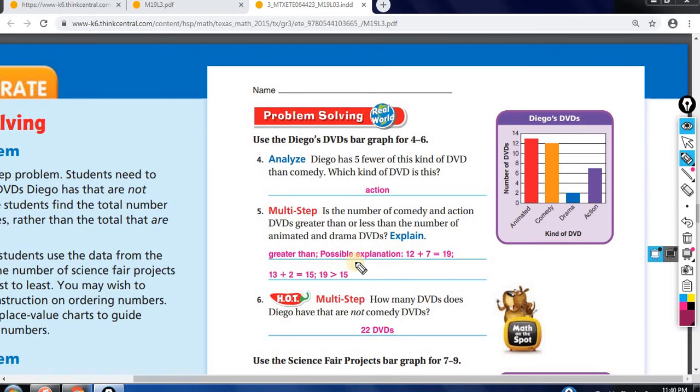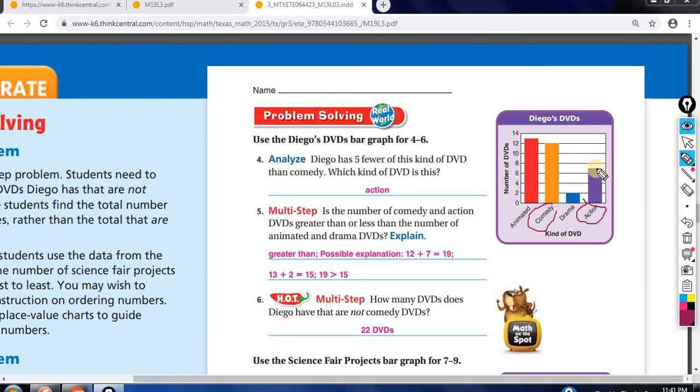Okay. So your possible explanation is 12 plus 7, which is what? Animated and action. That's your 19. Then the number of, I'm sorry, I'm still doing it. Number of comedy. Sorry. Comedy and action. The number of comedy and action DVDs greater than the number of comedy and action. See, if you don't slow down, you can easily make a mistake.